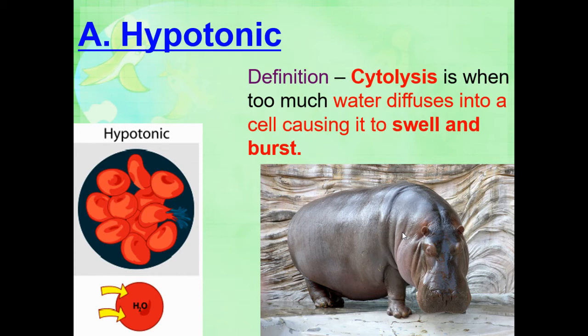Now, cytolysis is when too much water is diffusing into the cell, causing it to swell and burst. So instead of continuously saying, oh, the cell is going to swell and burst, we just say the cell goes through cytolysis. Cyto is the prefix for cell, and lysis means to break apart. So it means cell breaking apart.